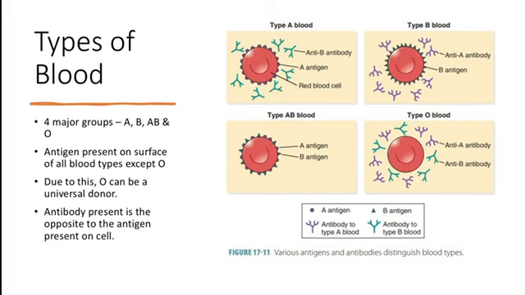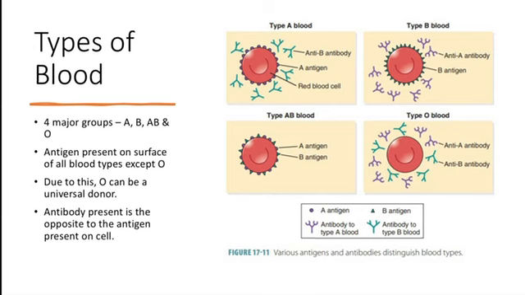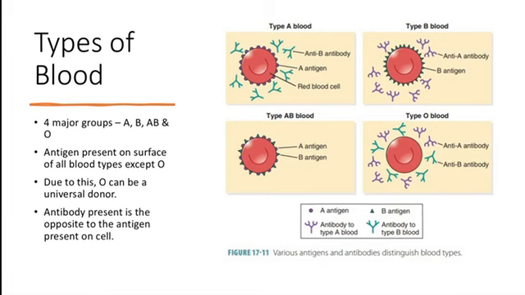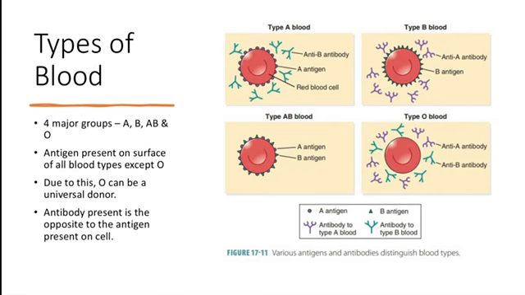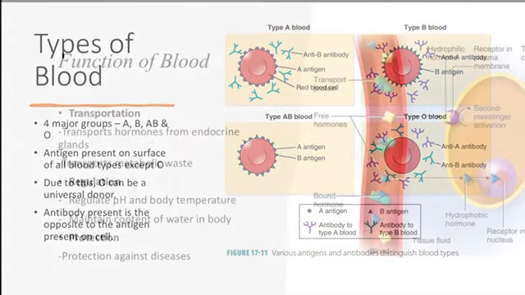Moreover, antibodies are present that are opposite to the antigen present on cells. This may sound a little bit confusing, but to give you an example, a patient with blood type A has antigens A on the surface of their cells. This means that they have antibody B, as only having the opposite antibody can prevent agglutination from occurring.